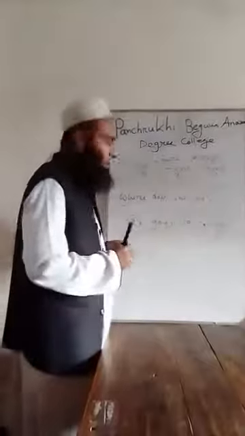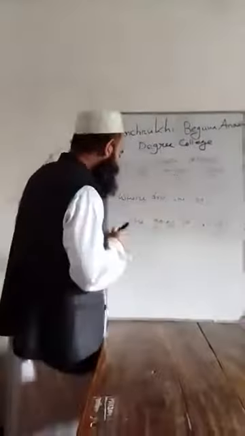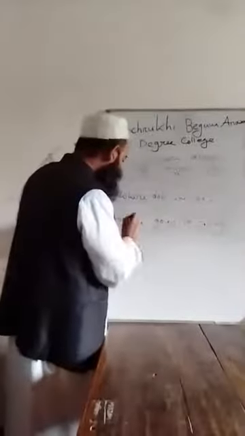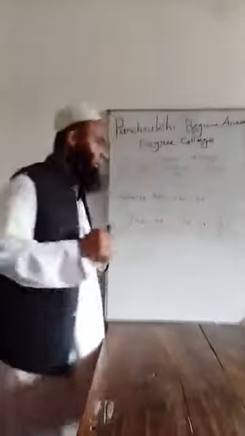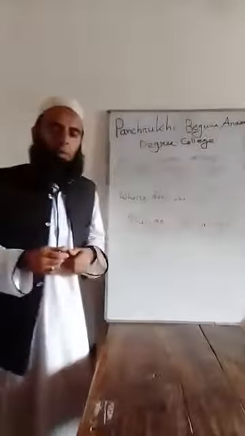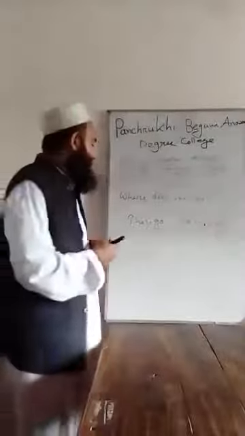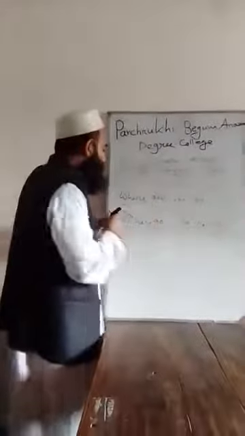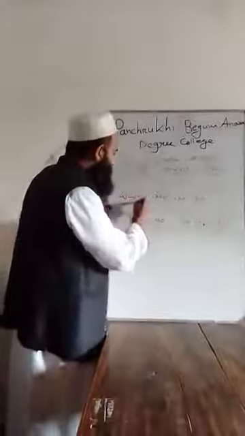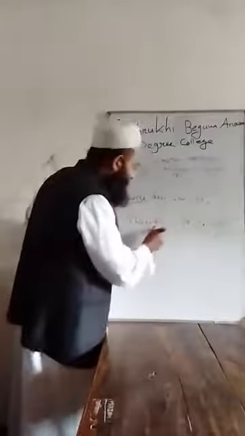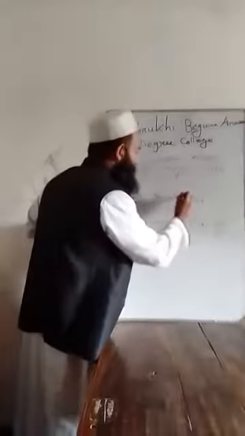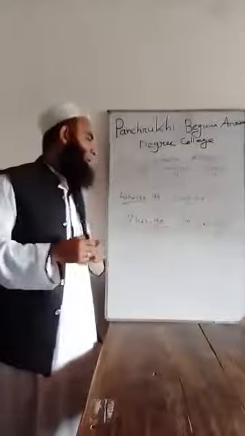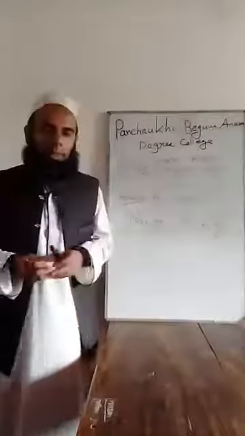WH word, auxiliary verb, subject, main verb. They go to college. So, WH word where, then the auxiliary verb in present form. So we will write do as the auxiliary verb. They... Where do they go?